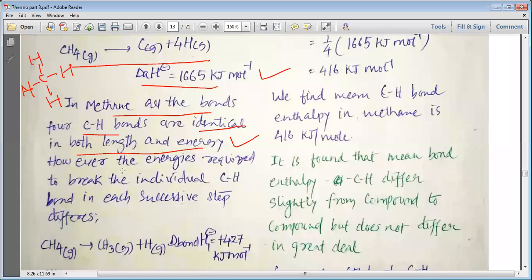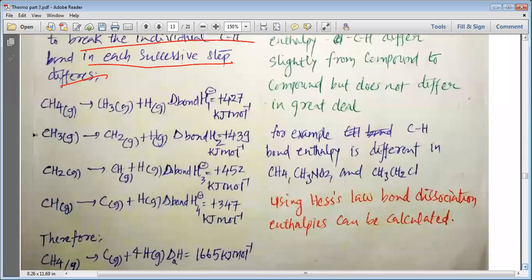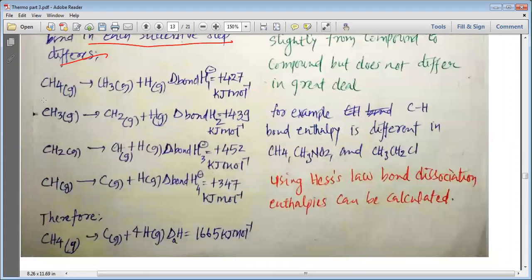However, the energies required to break the individual C-H bond in each successive step differ. So during each successive step, the amount of energy which is required actually differs. If you have methane, then you first break one C-H bond and the energy required is 427 kilojoule per mole.